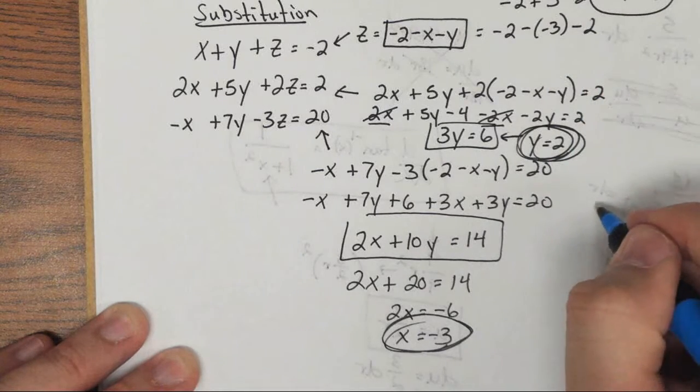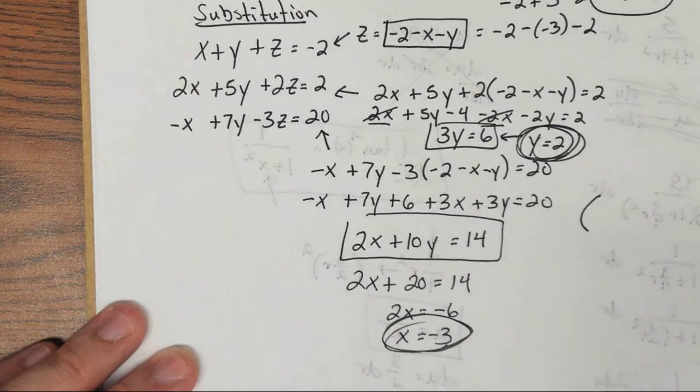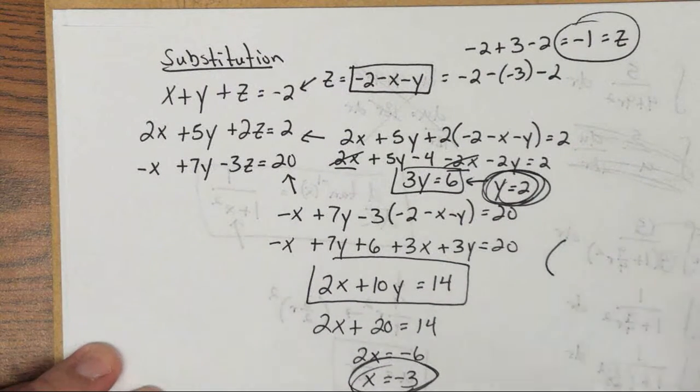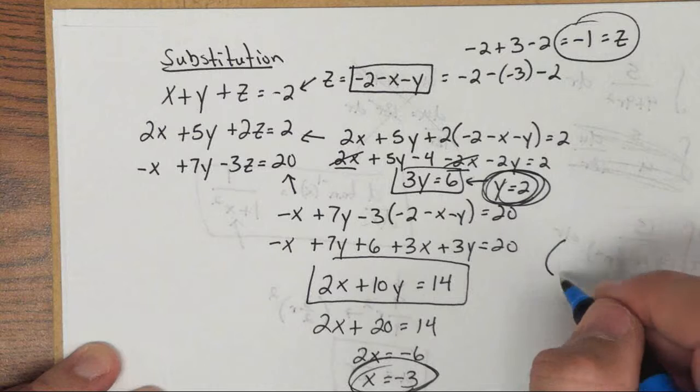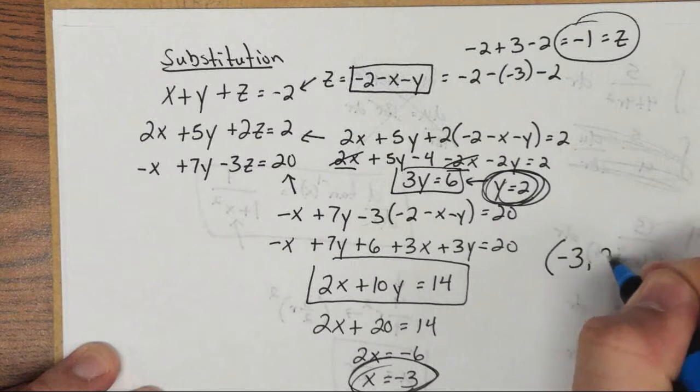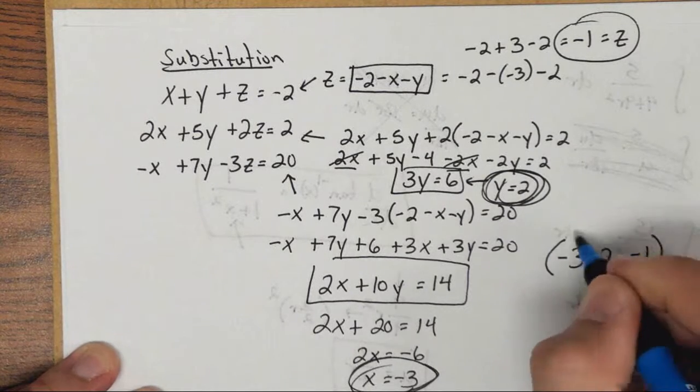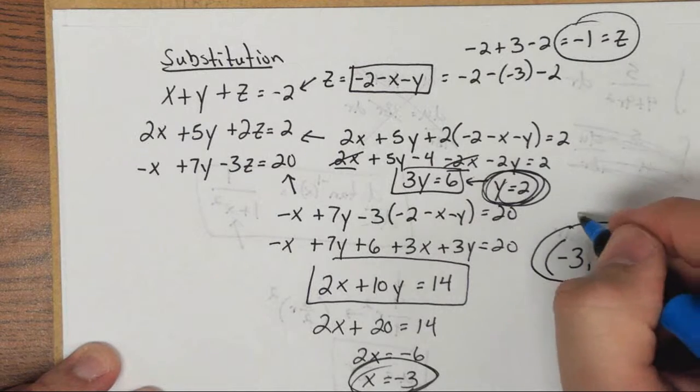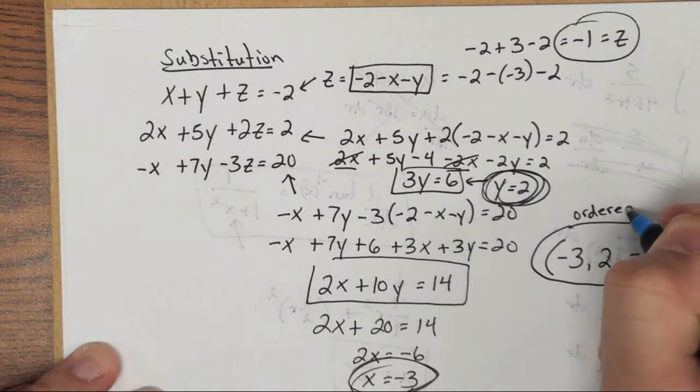So your answer, usually you have an ordered pair. If you go back to the old material, you're going to have like an xy. Now you have an x, you have a y, and you have a z. This is called an ordered triplet.